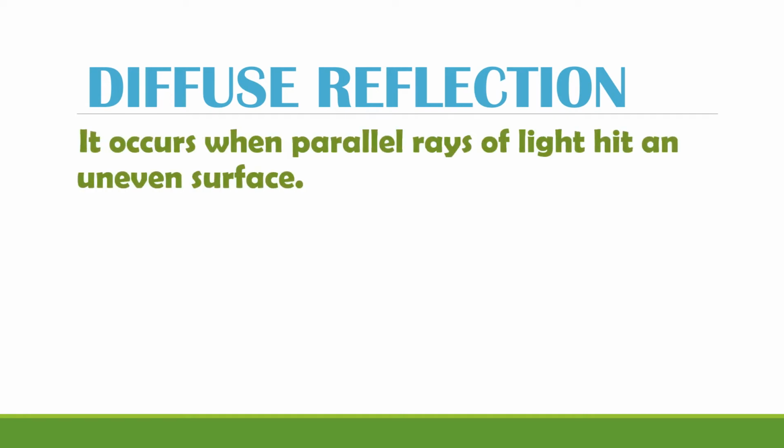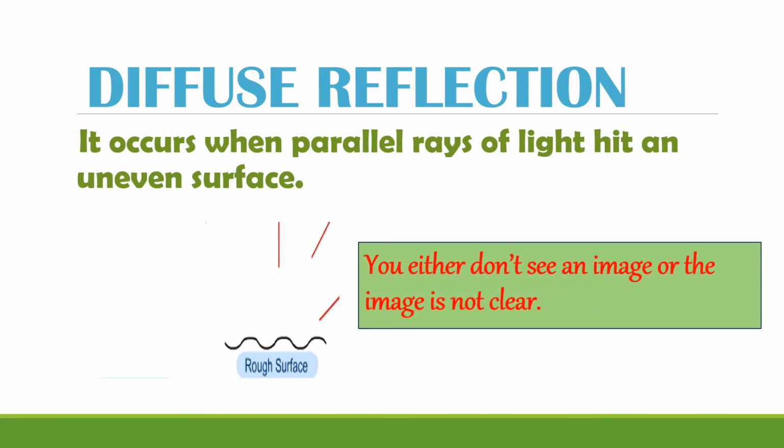So now we will proceed with the second type of reflection, which is called diffuse reflection. It occurs when parallel rays of light hit an uneven surface. Each light ray obeys the law of reflection but hits the surface at a different angle because the surface is uneven. Therefore, each ray reflects at a different angle. You either don't see an image or the image is not clear.